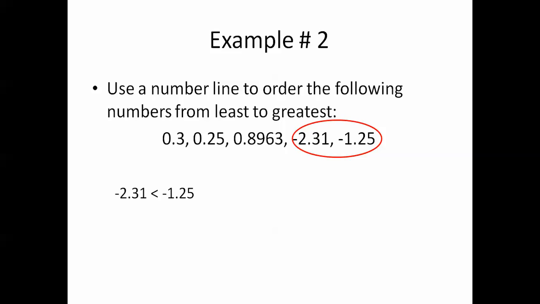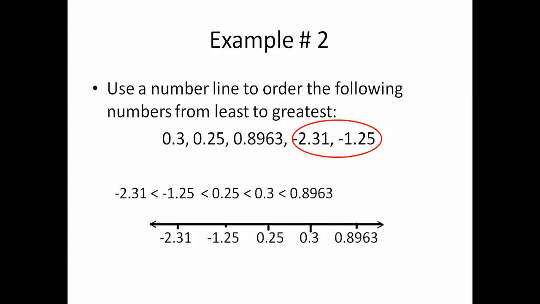And now looking at our positive numbers, the three of them, there are no values in the ones positions, so we must look at the tenths positions. And we know that 2 is less than 3 and 3 is less than 8. So we get 0.25 is less than 0.3, which is less than 0.8963. Then we just copy those numbers in the exact same order onto a number line. And we have used a number line to order the following numbers from least to greatest.